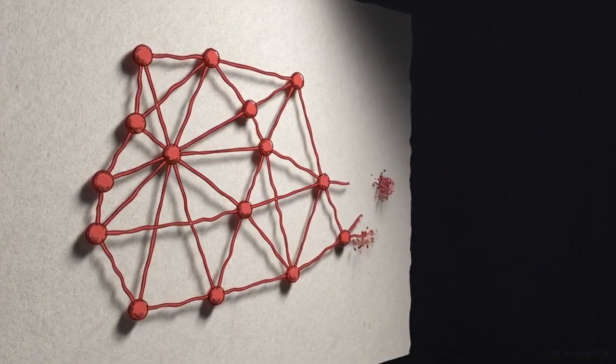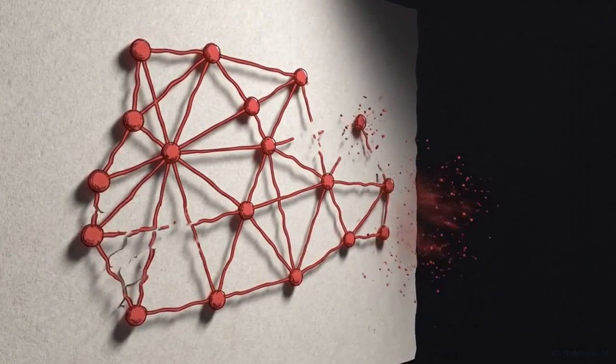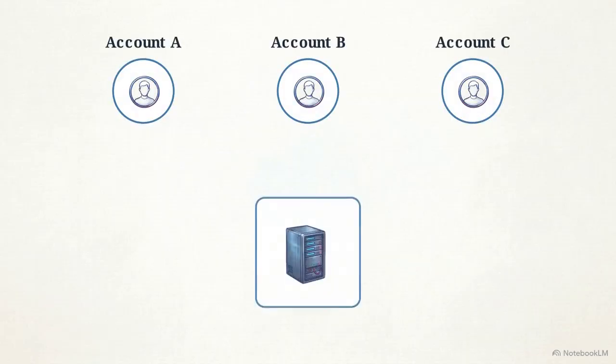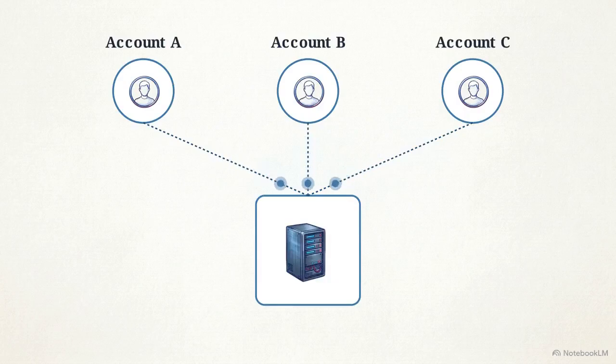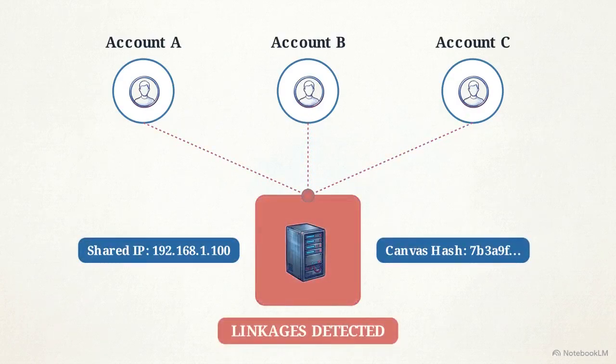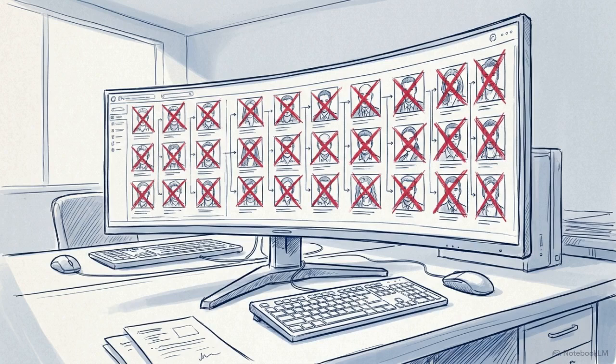Look at this network of connected professional profiles. When a platform detects unauthorized cross-account management, that entire client roster collapses instantly. In 2026, LinkedIn's detection framework maps linkages between accounts using shared IP addresses and browser canvas fingerprints. If multiple client accounts trace back to your agency's hardware, the system flags them all.